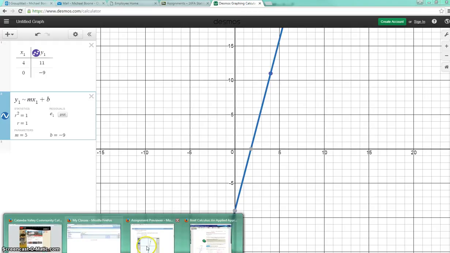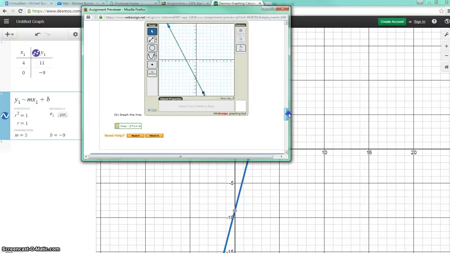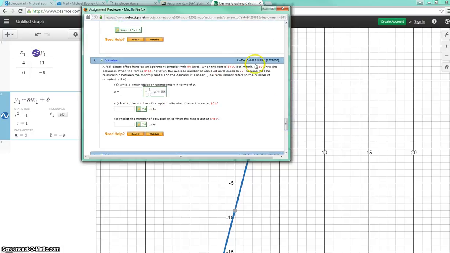The last one in this section to look at is one of the word problems. I'm not going to do this one, but I want you to understand what you have here is a couple points. When the rent is $420 per month, all 80 units are occupied. When the rent is $465, 77 units are occupied. So that kind of makes sense. The more they charge for rent, maybe they won't rent as many of the units. But we can get a price equation here by knowing these 2 points.